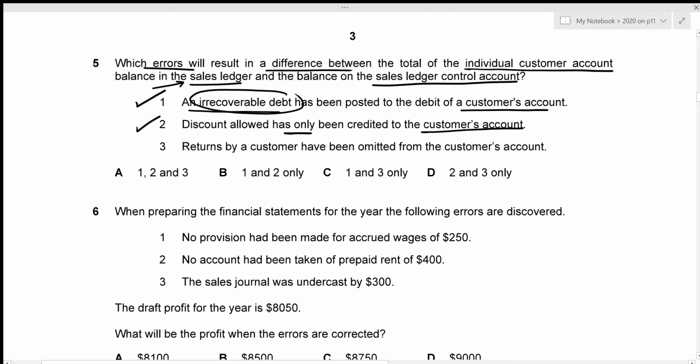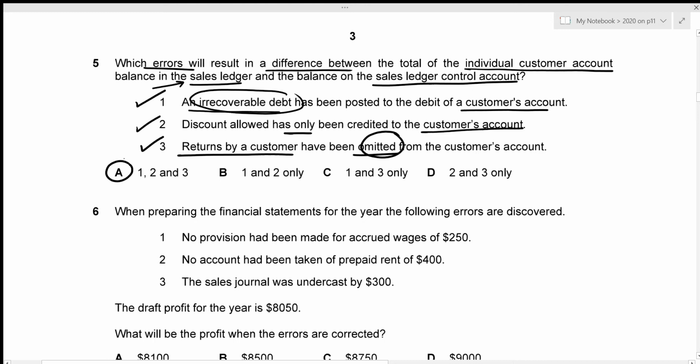Then the third one is that the returns by a customer have been omitted from the customer's account. Obviously, this will also create an error because return by a customer is just return inwards, which would reduce the balance receivable, right? So it has already been recorded in the sales ledger control account, but since it has been omitted from the customer's account, this would create a difference in the balance. Okay, so we need to include all three of these errors, which is given in option A. That will be our correct answer.